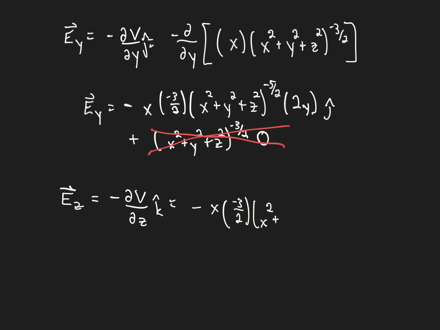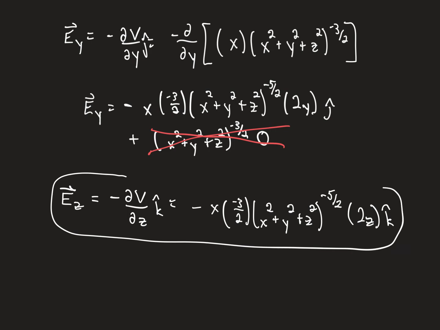Oh yeah, it's just a flipped version of that. Oh, the second part? But then when we take the derivative of x, it's 0, right? Yeah, and then we're going to multiply it by the whole thing, so it's going to end up being 0. All right, let me see what you got. Negative 3 halves times x squared plus y squared plus z squared to the negative 5 halves times 2z in the k hat direction. Okay.